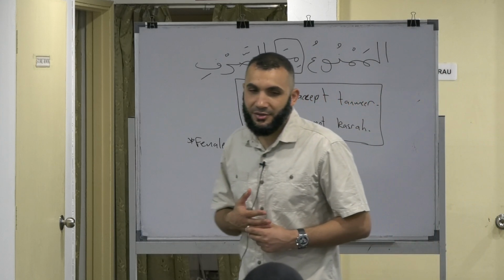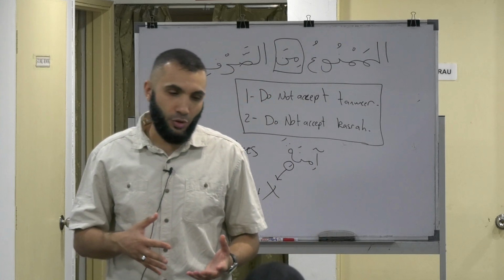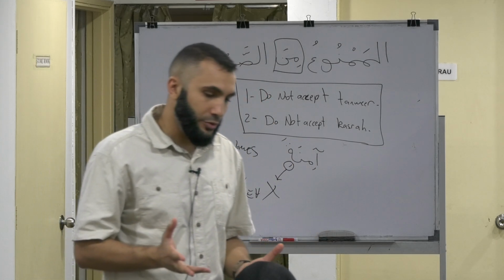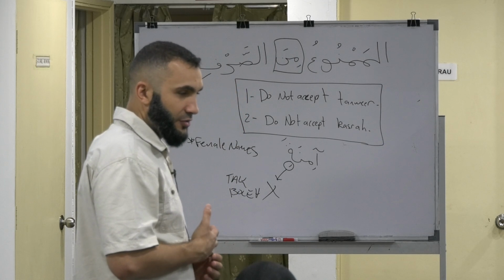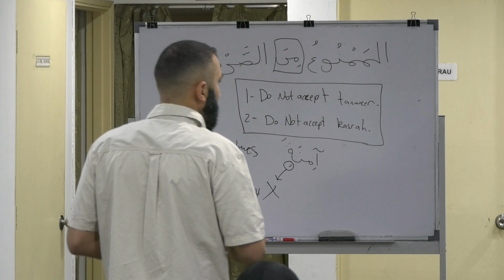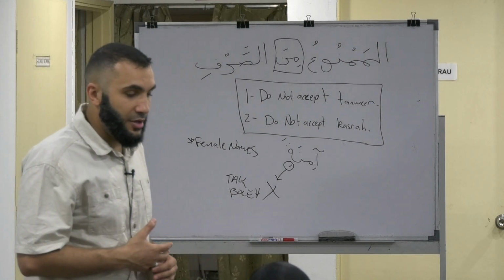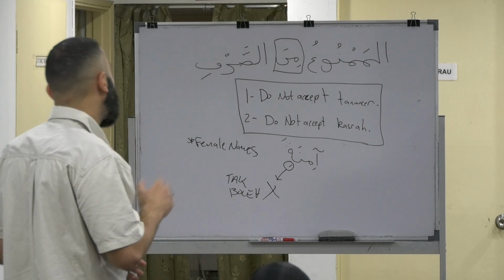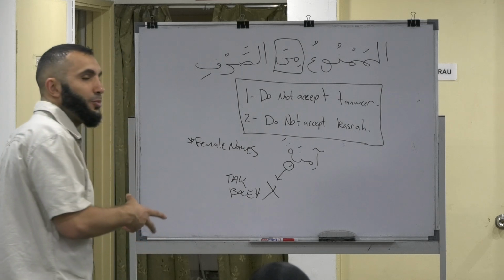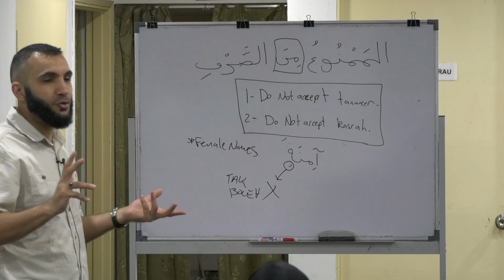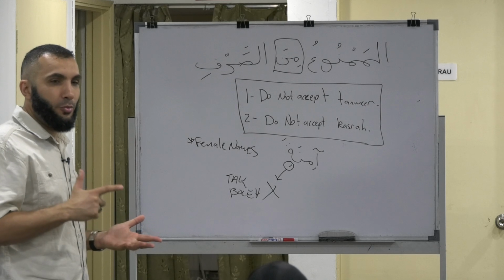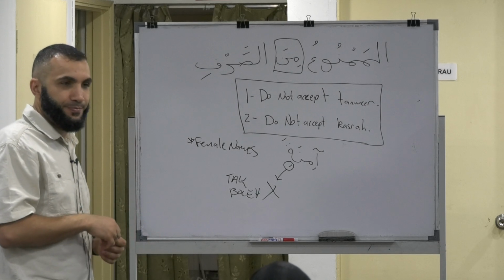Okay? So the names on the left are mamnu' min as-sarf. The names on the right are normal. Say with me, mamnu' min as-sarf. What does it actually mean? Linguistically, it means you cannot deal with a word the same way you deal with normal words. Normal word, for example, kitabun.